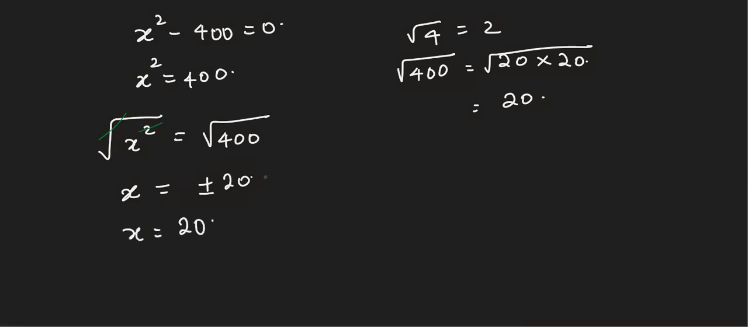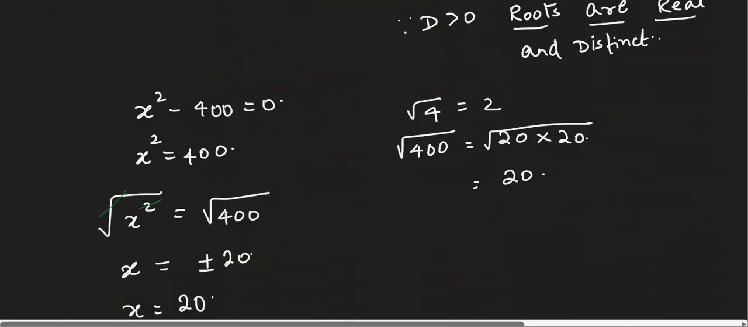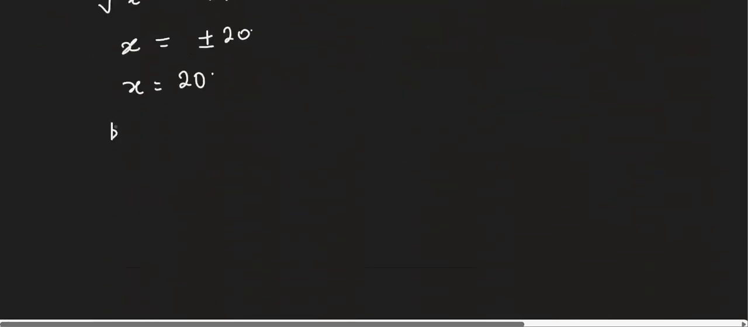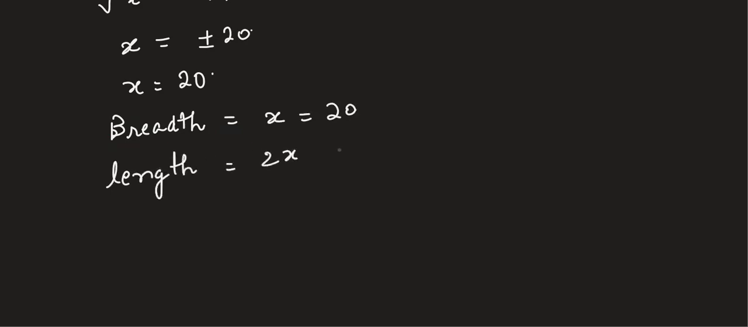So if x is 20, now what is x here? So x we have taken as actually breadth. So breadth will be 20 now. So breadth is equal to x is equal to 20. So now length will be, so length is equal to 2 times x, which is equal to 2 into 20, which is equal to 40.